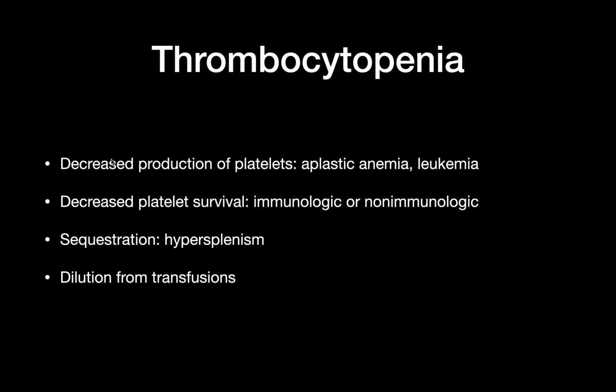Thrombocytopenia is going to be decreased production of platelets due to aplastic anemia or leukemia, or decreased platelet survival, which can be due to complement activation or not. The sequestration is going to cause hypersplenism, that will lead to splenomegaly, and it can just be due to dilutions from the amount of transfusions.